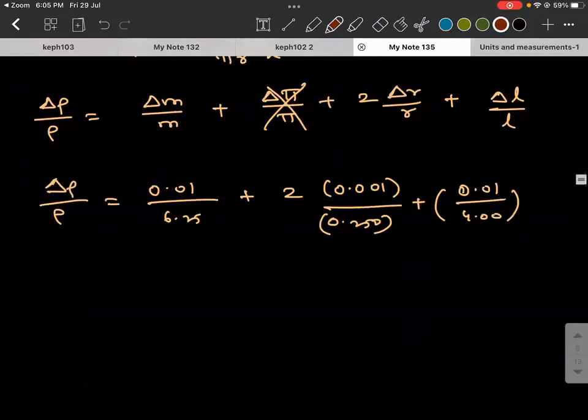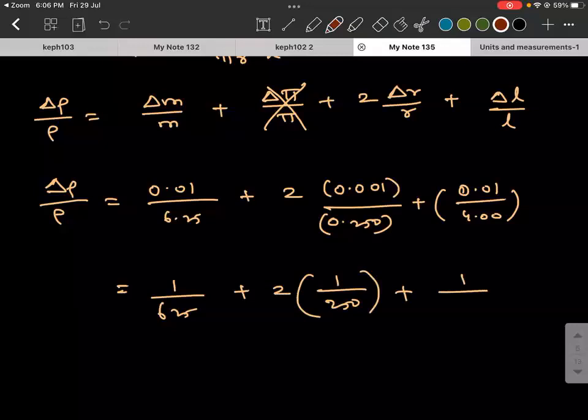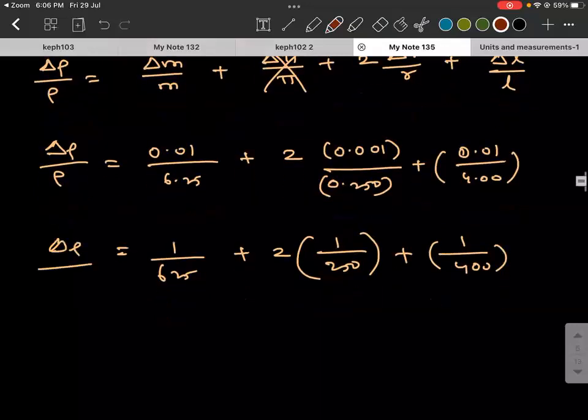Now you would have observed that the same number of decimal places will be there for the true value and the absolute error. So multiply and divide with those many zeros, with 100. 1 by 625 plus 2 into 1 divided by 250 plus 1 divided by 400. This is delta rho by rho. Can you find the value of this? This is 125.